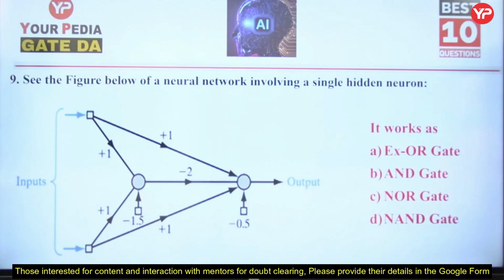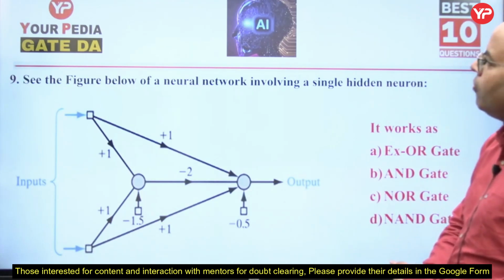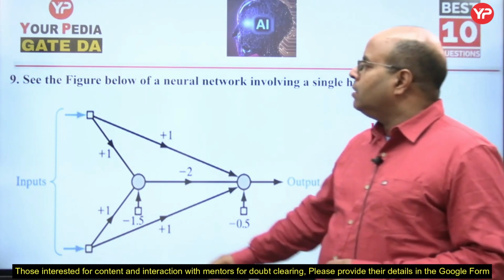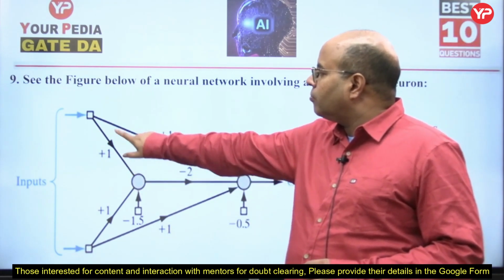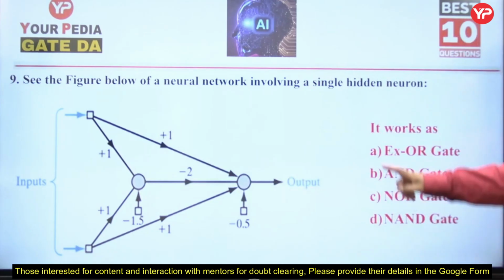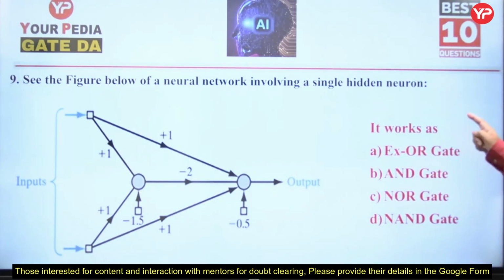Now the ninth question: see the figure below of a neural network involving a single hidden neuron. This is a very important question. You see, a loop has been made, there is a single hidden neuron, and there is a bias value also. Now the question is whether it works as an XOR gate, AND gate, NOR gate, or NAND gate. That's the question which you have to solve through that diagram.